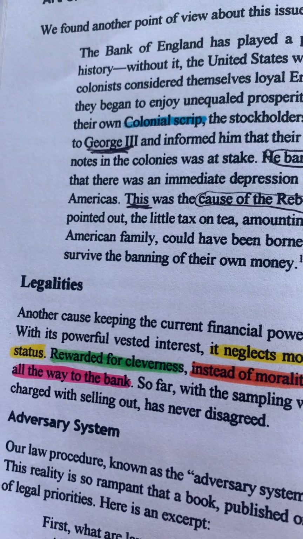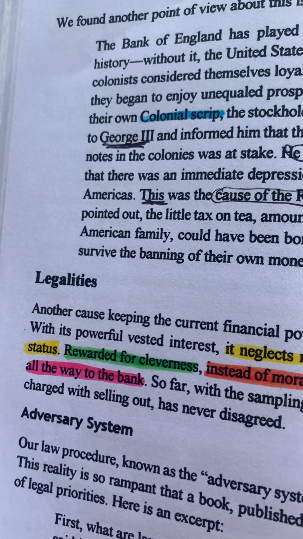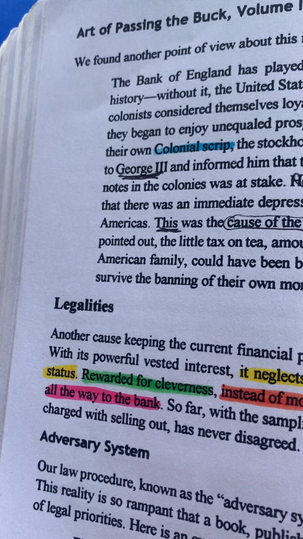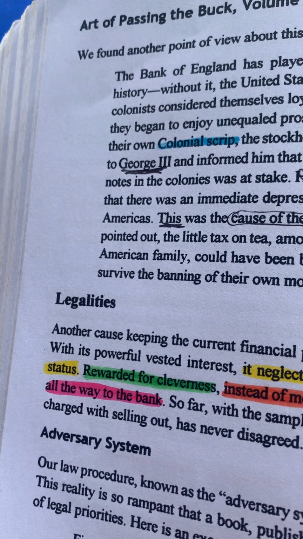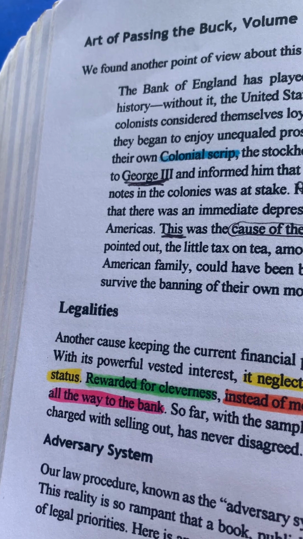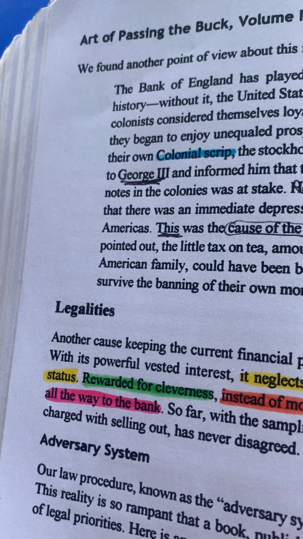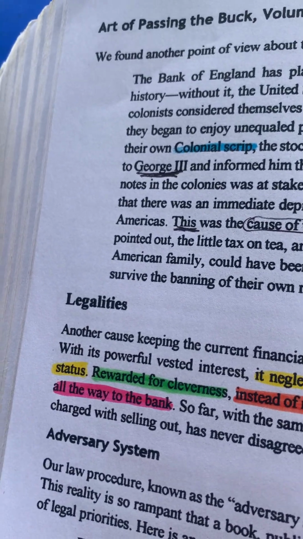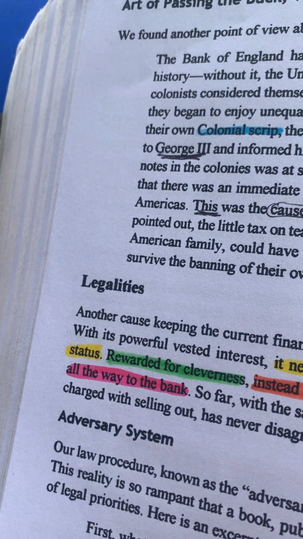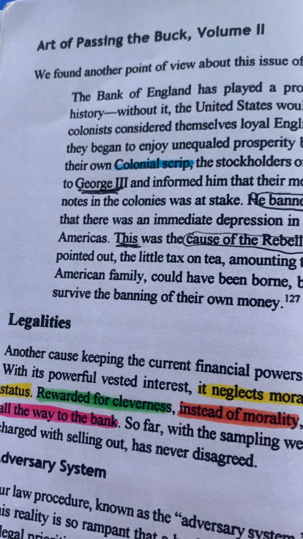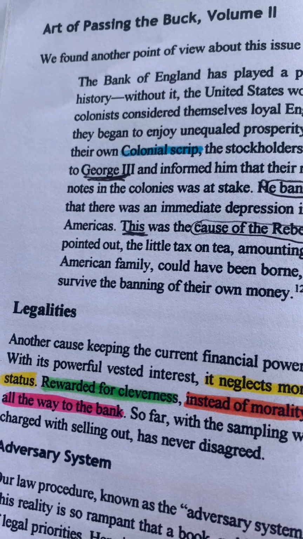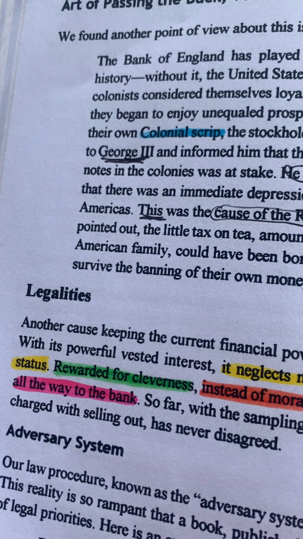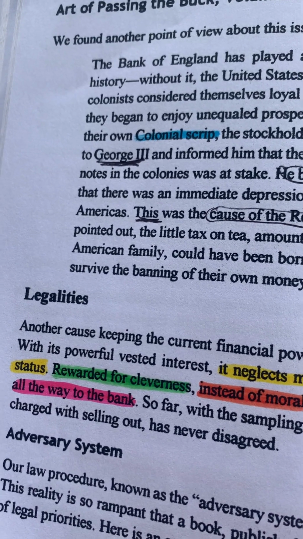Wow. But when they began to enjoy unequaled prosperity by printing and circulating their own colonial scrip, the stockholders of the Bank of England went to George III. That's the man that the colonists were considering themselves loyal to, and informed him that their monopoly of interest-bearing notes in the colonies was at stake. And then it says, because of that, he banned the scrip, with the result that there was an immediate depression in the commercial life of the Americas. Wow.